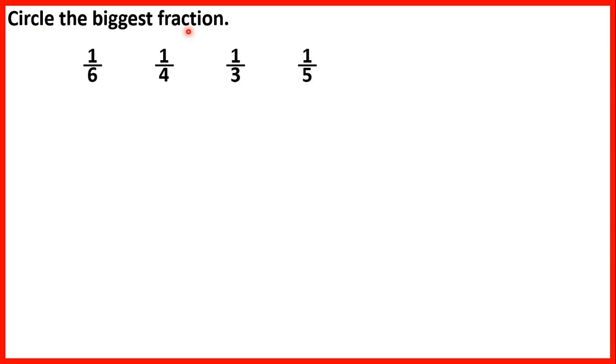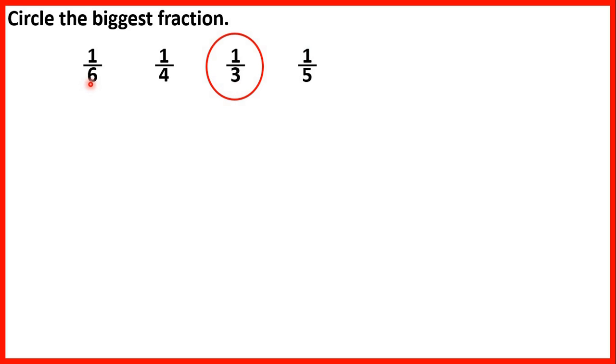Circle the biggest fraction. We have 1/6, 1/4, 1/3, and 1/5. So we have a numerator of 1, a numerator that's the same for all of our fractions. So we can compare these fractions just by looking at the denominators. But we need to remember, the larger the denominator, the smaller the fraction, and the smaller the denominator, the larger the fraction will be if the numerators are the same. So our biggest fraction is 1/3.